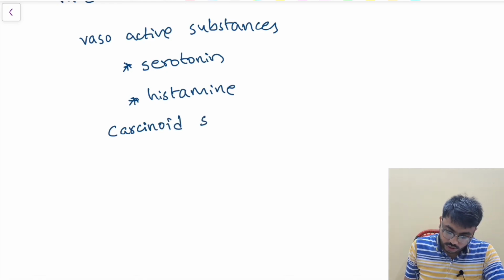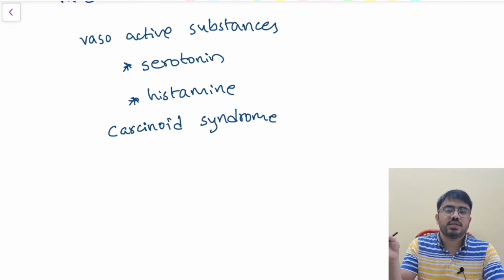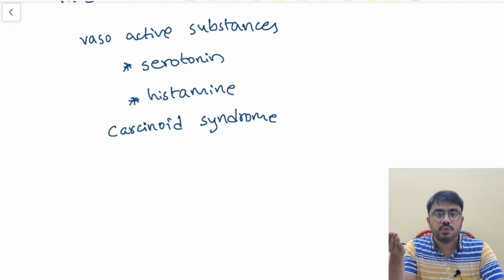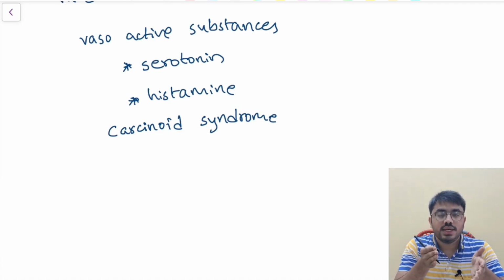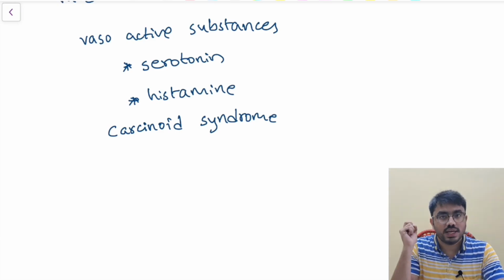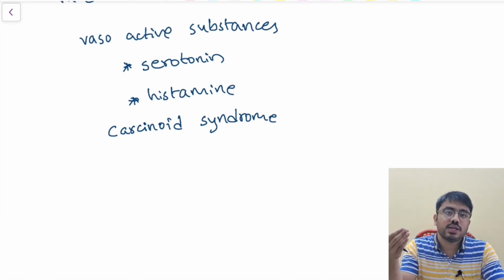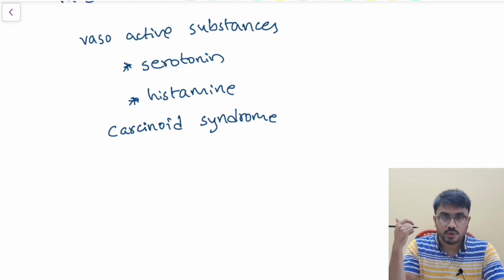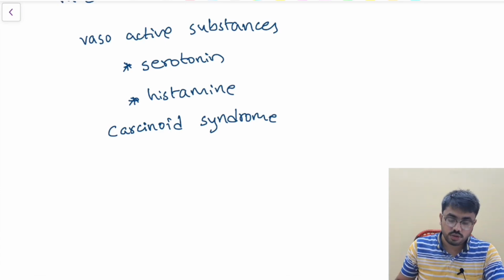Carcinoid tumor and carcinoid syndrome are slightly different entities. Why? Because carcinoid tumor is due to cancer, whereas carcinoid syndrome is seen in carcinoid tumor, I accept, but not every patient is going to present with carcinoid syndrome. Carcinoid syndrome is a clinical presentation of various things occurring due to the release of serotonin and histamine, which is seen only in some cases of carcinoid tumor.